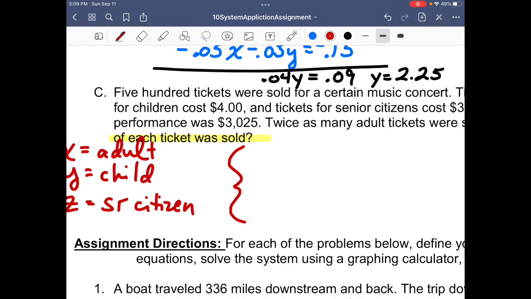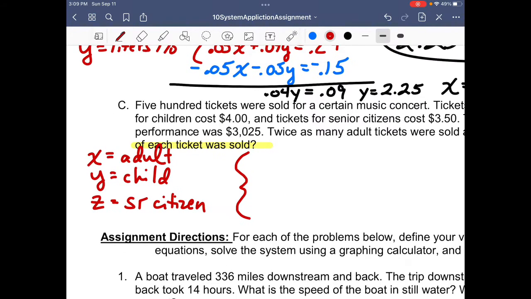Feel like you can write some equations? Well, just a heads up, you're going to need 3 equations. That's because you have 3 variables. Now, one of the equations is, you guessed it, the total equation. X plus Y plus Z. Add them all up, right? The total amount of people that went to the concert, 500. That's your total attendance. But we also have a total revenue, right?